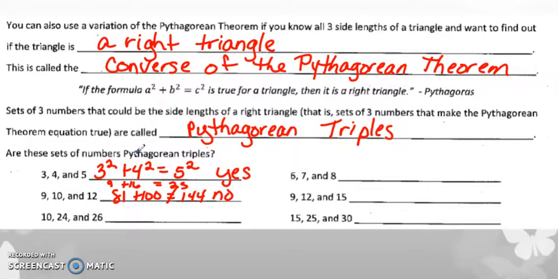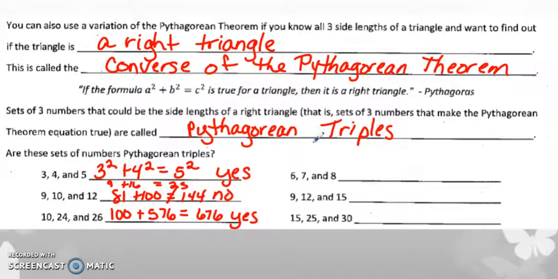For the next one, we want to determine is 10 squared, or 100, plus 24 squared, 576, equal to 26 squared, which is 676. And the answer is yes.